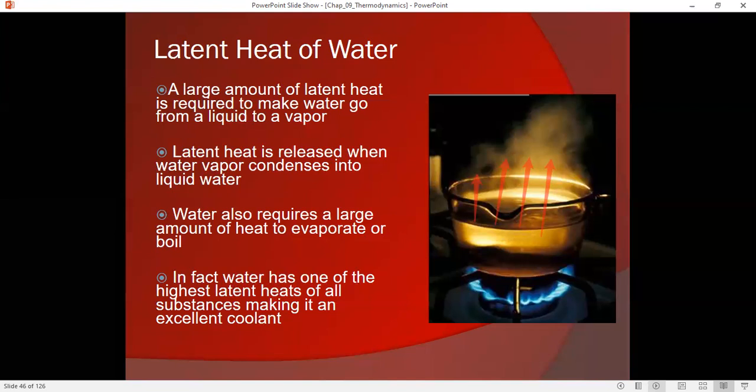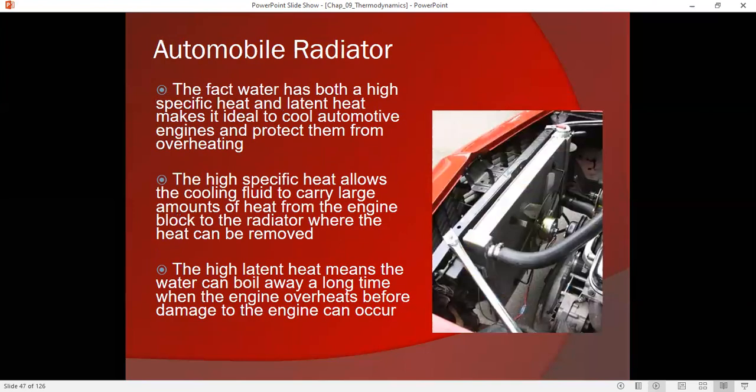So the great thing about water is, yes, not only does it have a high specific heat, so it takes a lot of energy to change its temperature, the latent heat of water is also very, very large, which means it takes a lot of energy for it to change phase. Now that's very fortunate for us because with the combined specific heat and latent heat of water, what that means is that we can use it to keep systems cool, as is the case for a car.